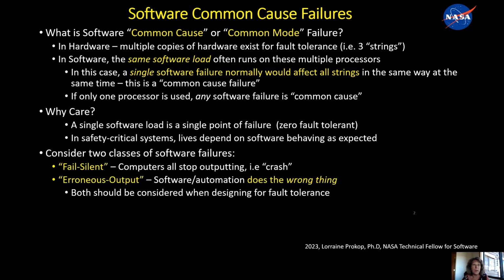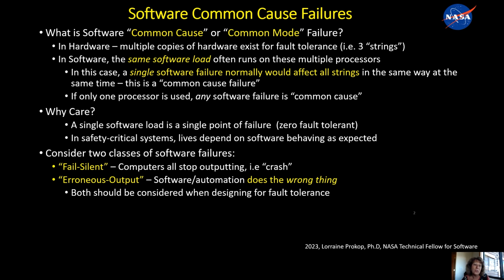Consider two cases on how software can fail. One way is failing silent, and we're all familiar with this. This is a crash, the blue screen of death, right? Everything stops. But the other case is erroneous output, and that means that the software or the automation, used synonymously, is just doing the wrong thing. It's behaving unexpectedly.